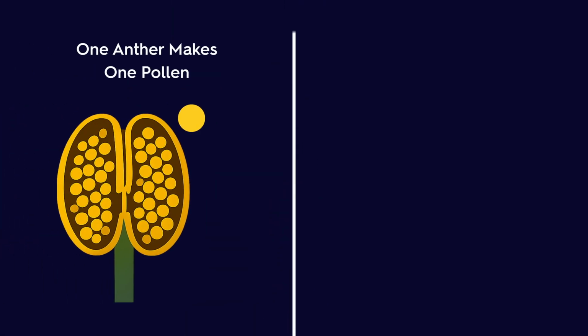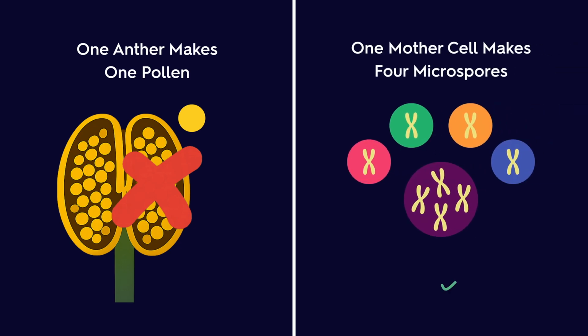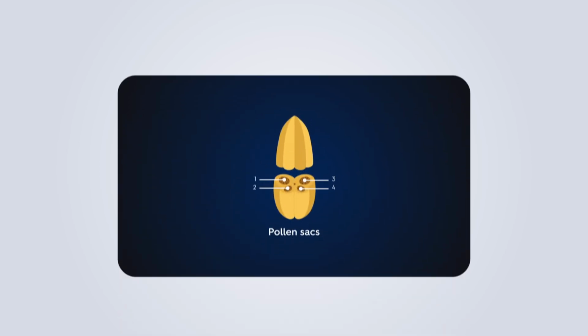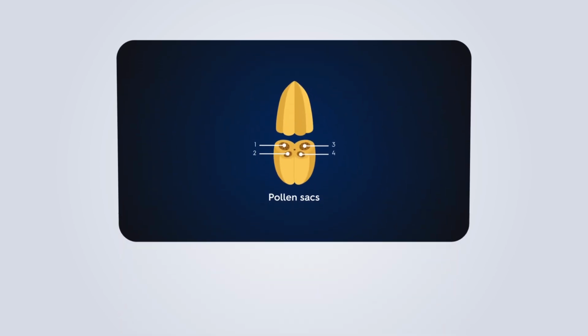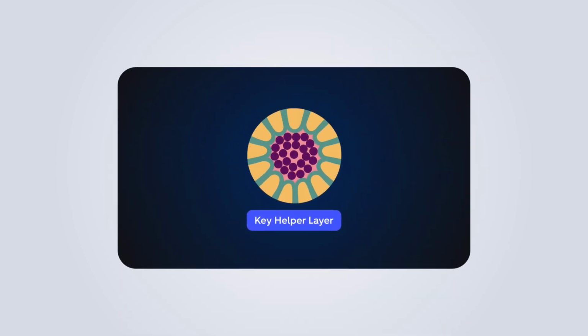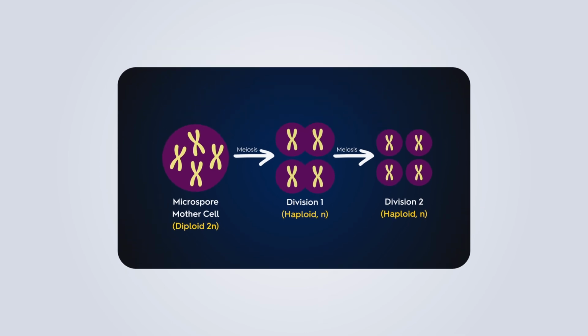A common misunderstanding is thinking one anther makes only 1 pollen grain. In reality, each microspore mother cell makes 4 microspores, and an anther contains many mother cells across multiple sacs. So far, we've covered the anther's pollen sacs, the tapetum's support role, and how meiosis forms microspore tetrads that separate into individual microspores.